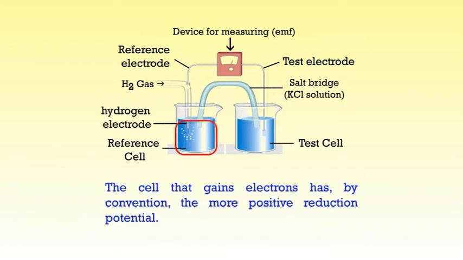The cell that gains electrons has by convention the more positive reduction potential. A molecule or an ion with a positive E prime naught has a higher affinity for electrons than the hydrogen ion does under standard conditions. Like the values of standard free energy change, which is denoted by delta G prime naught, the standard reduction potentials may differ somewhat from those found under the conditions in a cell because the concentration of reactants in a cell are not 1 molar.